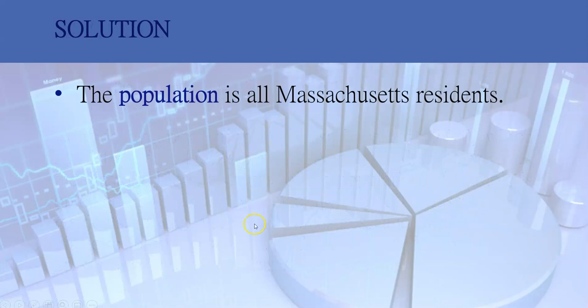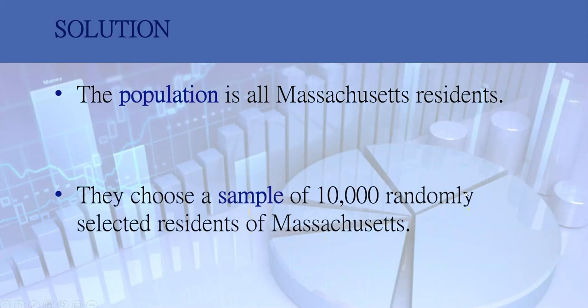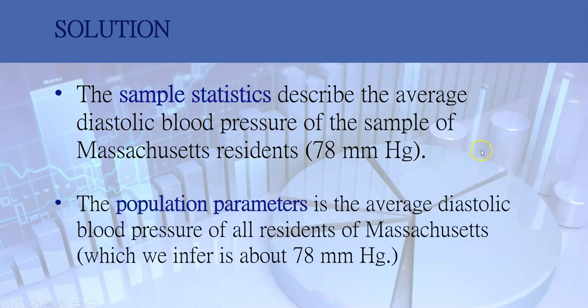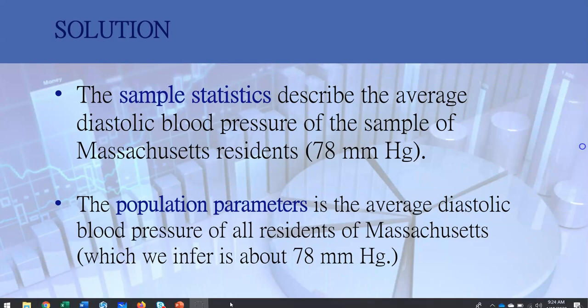So let's review that again. Population is everyone in Massachusetts. The sample is the group that got picked. The sample statistics is the information that they got from the sample. And the population parameters is that same information and then applied to the entire group.